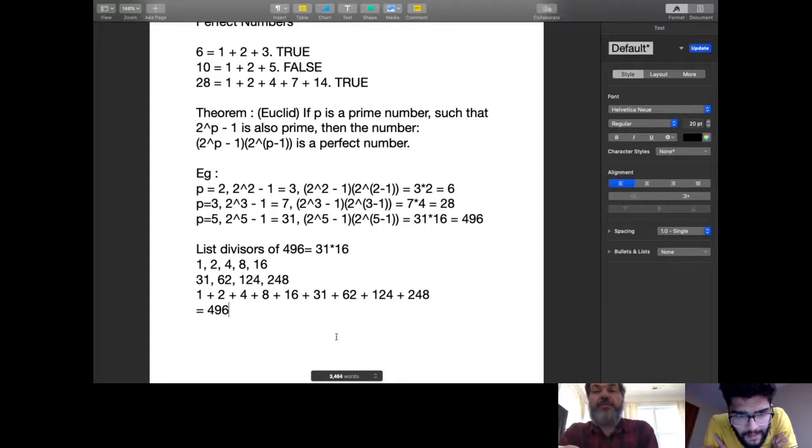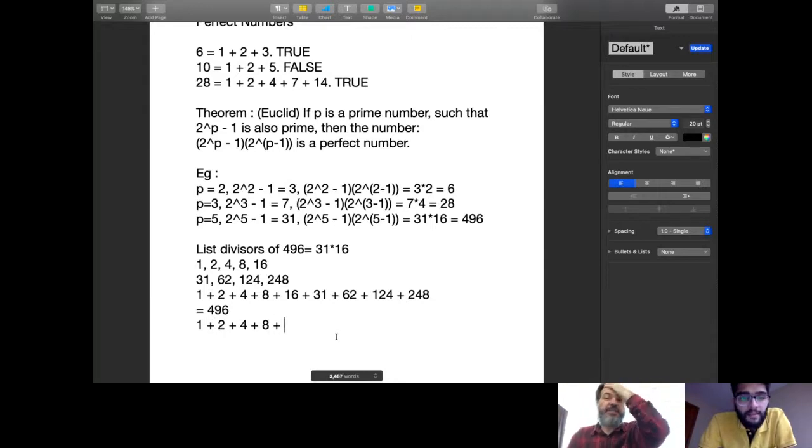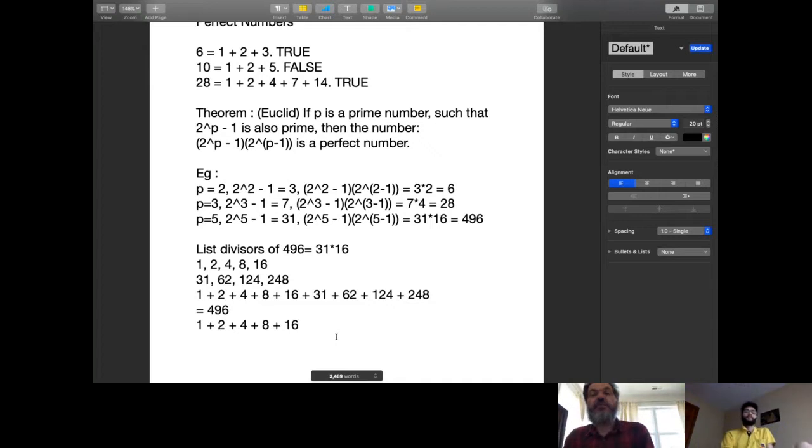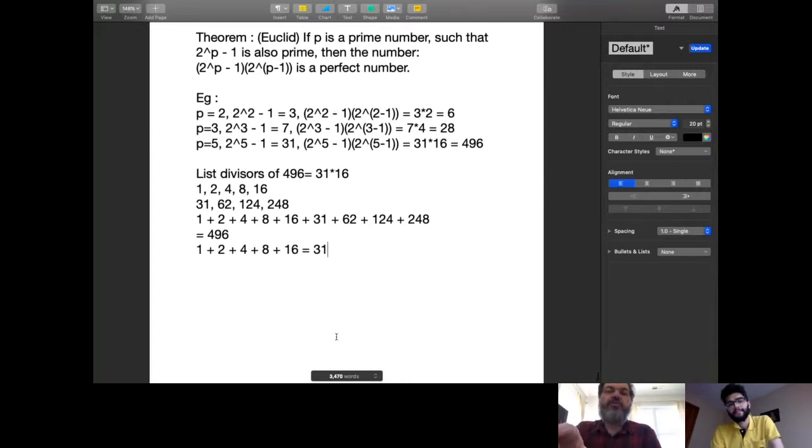So let's first add the powers of 2 separately. So just those numbers that were powers of 2. So 1 plus 2 plus 4 plus 8 plus 16 equals exactly 31 in our case, because 16 plus 8 is 24, plus 4 is 28, plus 2 is 30, plus 1 is 31. So it's interesting. The sum of powers of 2 gives us our prime number, that's 31, that's in the perfect number, but there's nothing to do with the power of 2 for the moment.